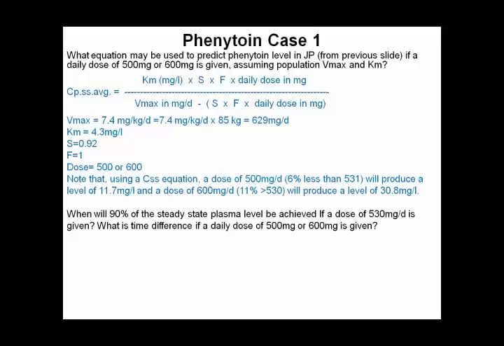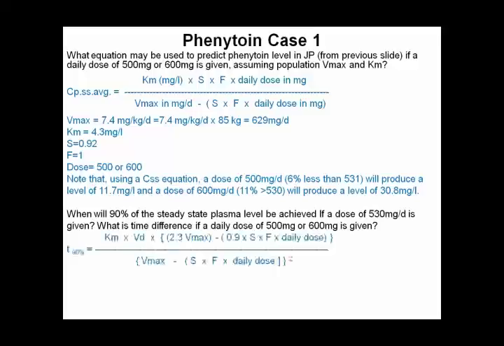A question here is, when would you think steady state will be achieved? And we can use the T90 equation to estimate when the level would be achieved. If you use the equation here for a 500 milligram dose, you will see that the patient will achieve T90 if 500 milligram per day was given in a shorter time than if a 600 milligram per day dose is given.